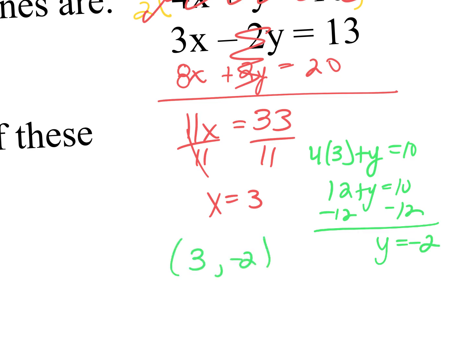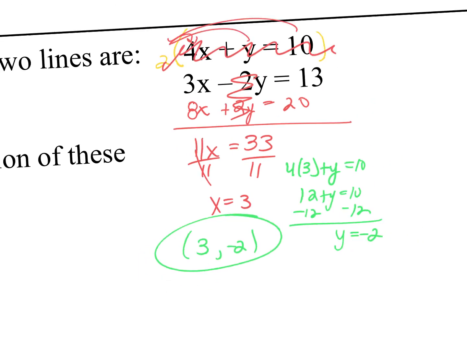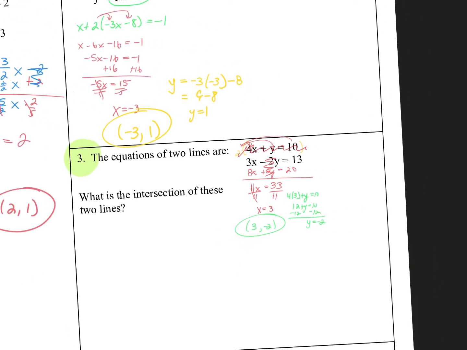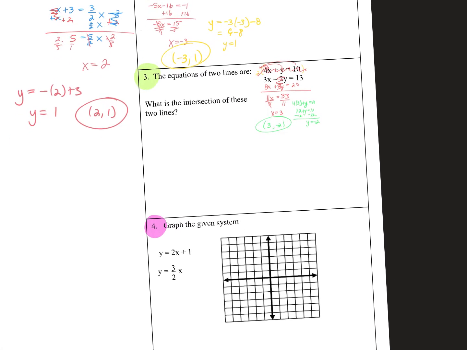So how do I write my answer? 3 comma negative 2. Is there a big difference if I put negative 2 comma 3? Yeah. So make sure you write it as an ordered pair, x comma y. And how do I know for sure that I'm right? You just plug it back in. Good job. All right, let's do a graphing one.